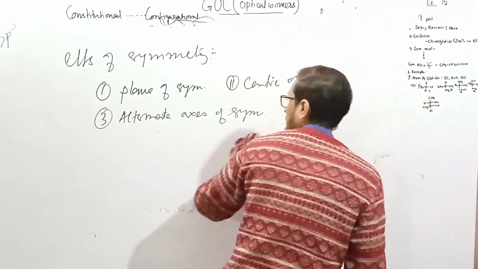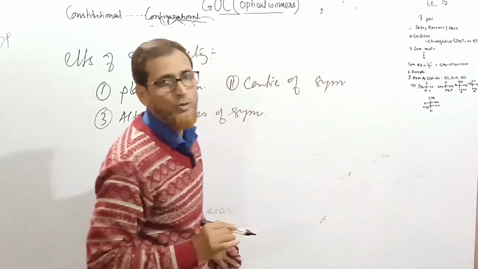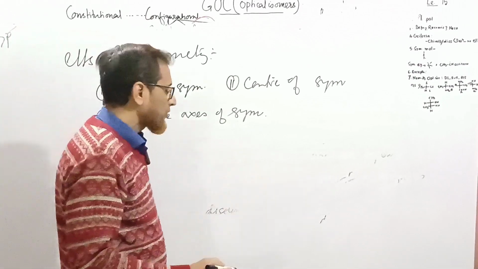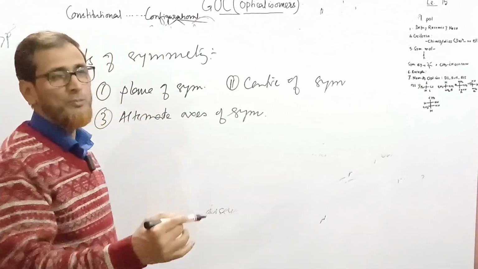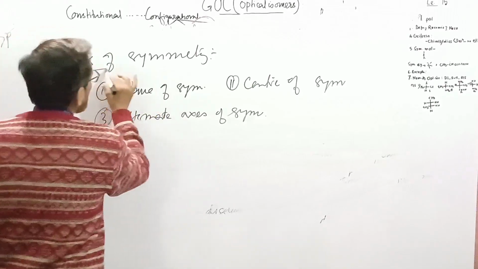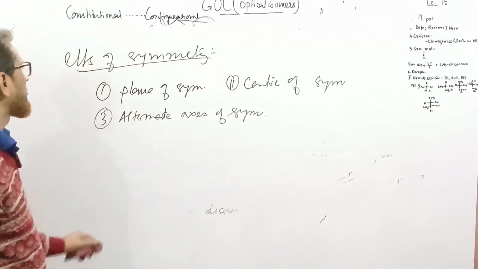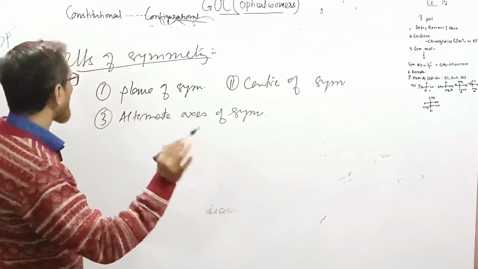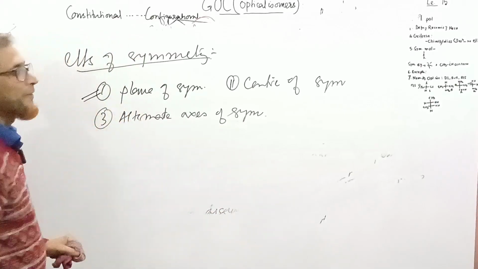For the entrance exam point of view, these points are to be known. Those in the class who will just pass, or will get promotion in the fifth year and second year, need not learn these things. This is important for the entrance exam: plane of symmetry, center of symmetry and alternating axis of symmetry. But for all, the plane of symmetry is important.